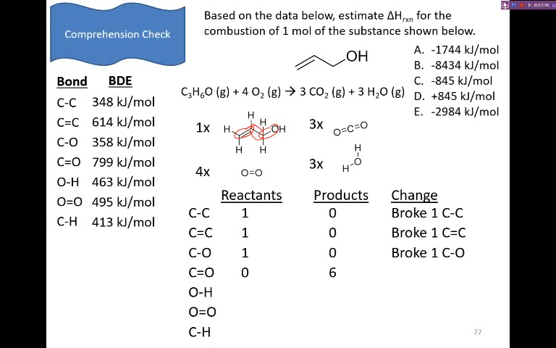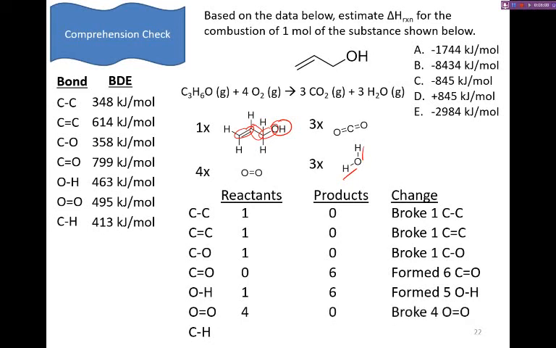Oxygen-hydrogen single bonds, there is 1 that is broken right here, and there are 6 that are formed, 2 for each water. And that's a net of 5 being formed. For oxygen-oxygen double bonds, we have 4 that are broken, 1 for each oxygen molecule, and none that are formed, for a net of 4 broken. For carbon-hydrogen single bonds, we have 1, 2, 3, 4, 5 that are broken, and none that are formed, a net of 5 broken.